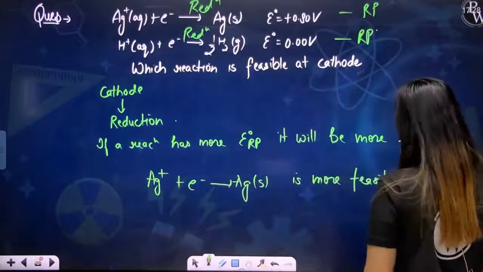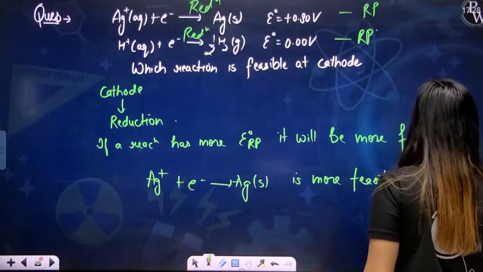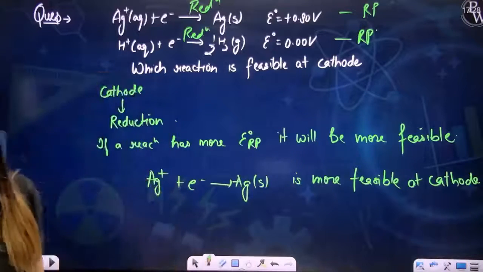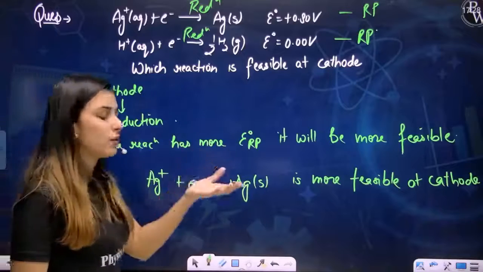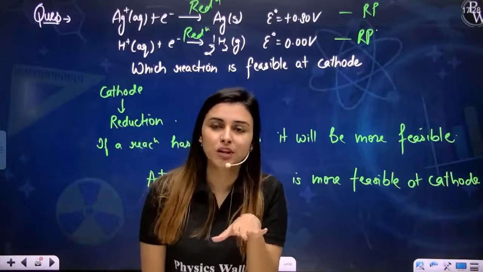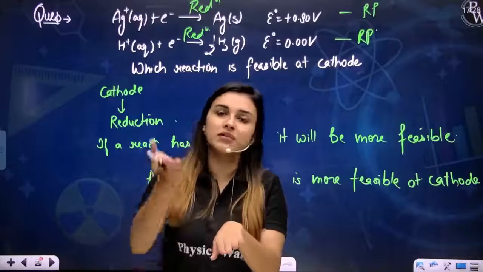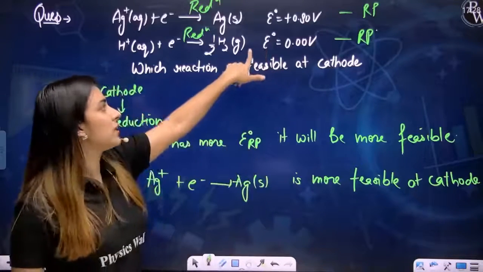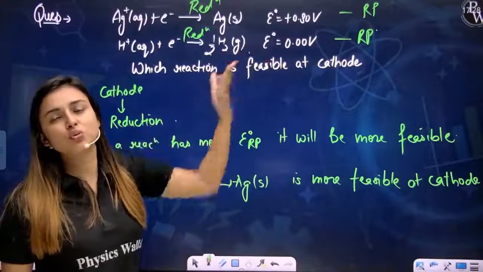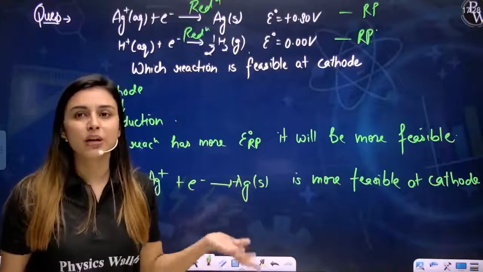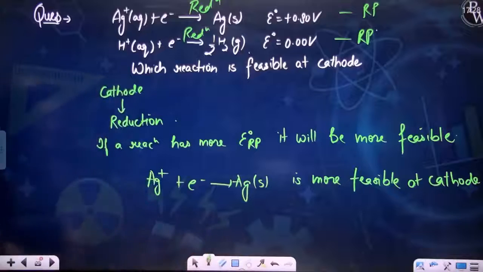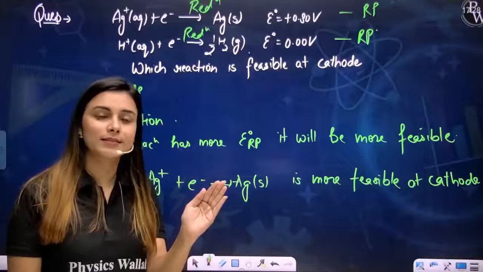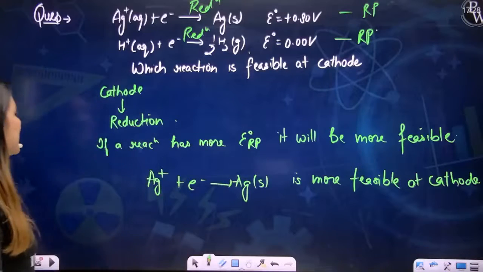And if we had asked which of the following is more feasible at anode, then you just had to see which of the following had the lesser reduction potential. Obviously, it will have a more oxidation potential. So lesser reduction potential was this, so this would have more oxidation potential. So this would have been a better choice for the anodic reaction, right? Yes, perfect. This is how you solve these questions. So easy question. You just need to understand the concept, right? Yes. You can write this and then we'll move forward.